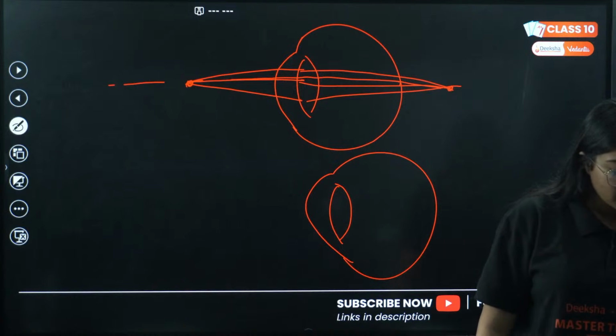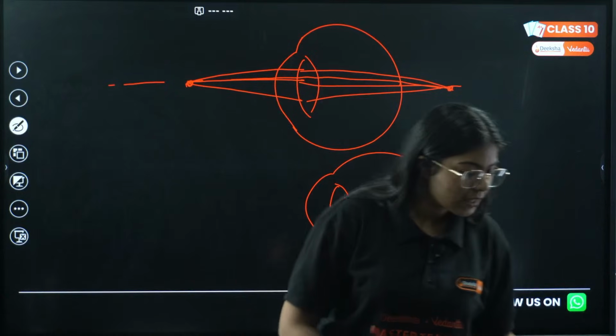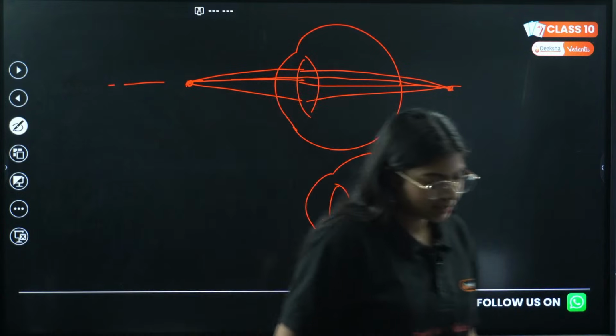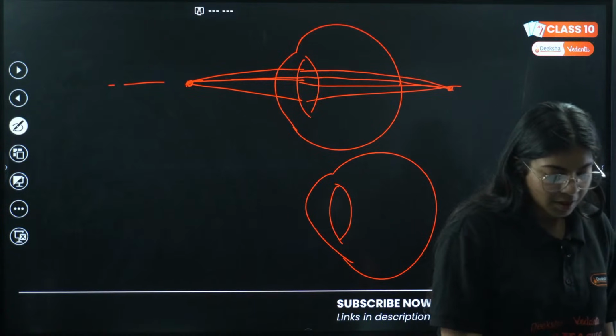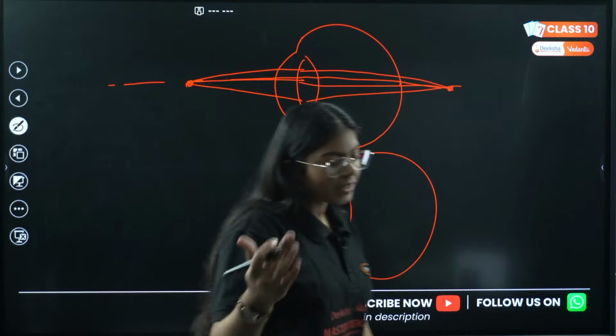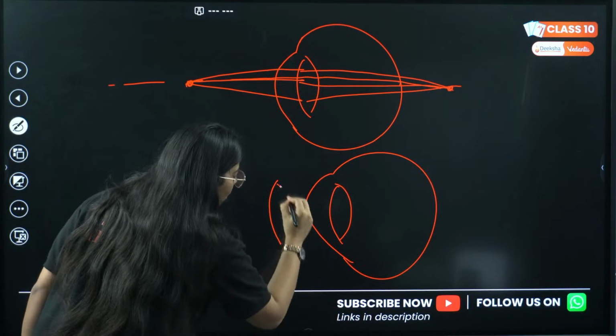What kind of convex? Vivek is saying, Mishra ji is saying convex lens. Okay, thank you. Everyone is saying convex lens. That is true. How will we make it? This is my convex lens.